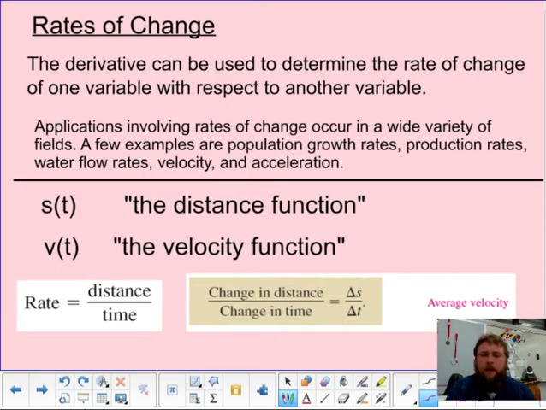Moving on. Rate of change. So we did a few of those examples. This is another thing where we use the derivative here. So derivatives can be used to determine the rate of change of a variable.